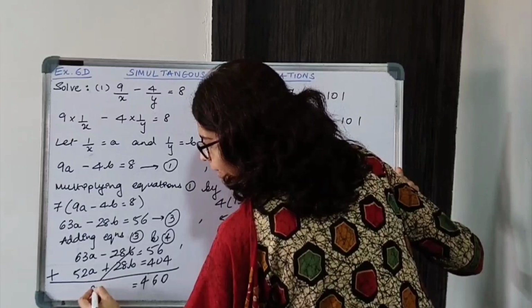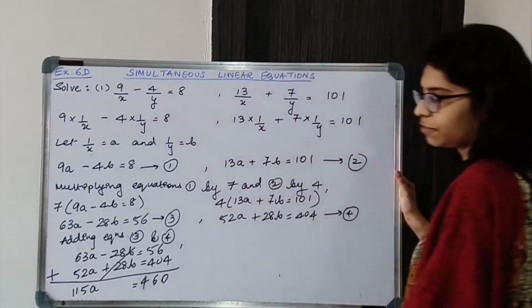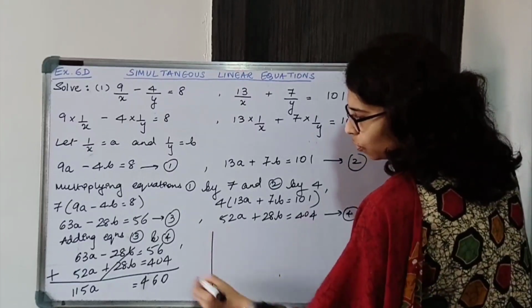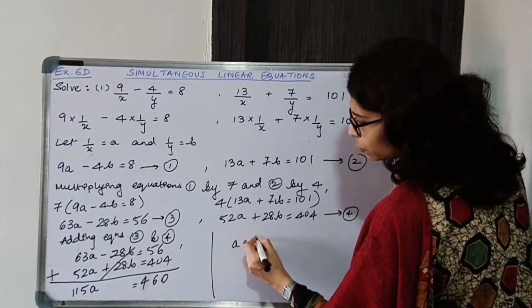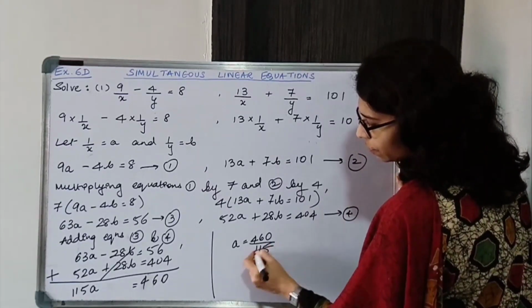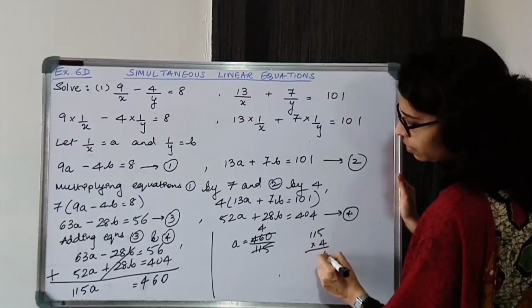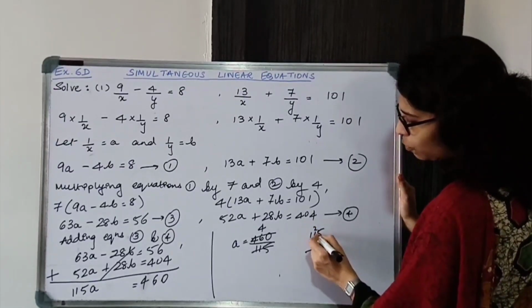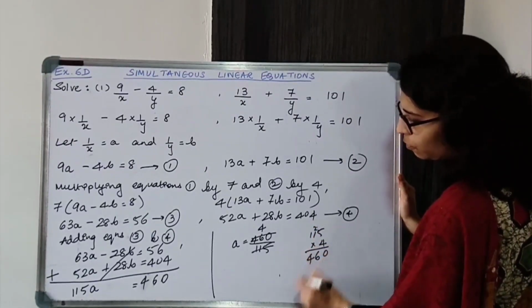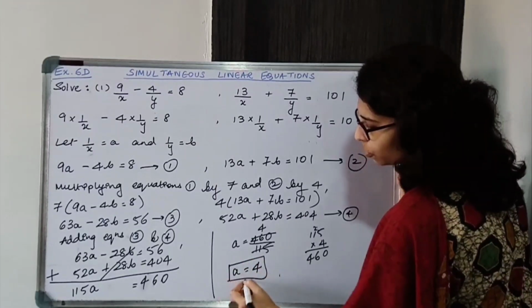Over here we are getting 115. Okay, so a is equal to 460 upon 115. So 115 into 4 हो जाएगा. You can check 115 into 4. 5 4s are 20, 4 1s are 4 plus 2 is 6, and 460. So a is equal to 4.